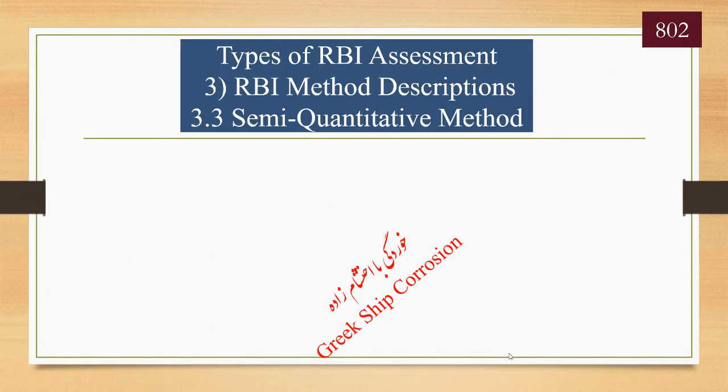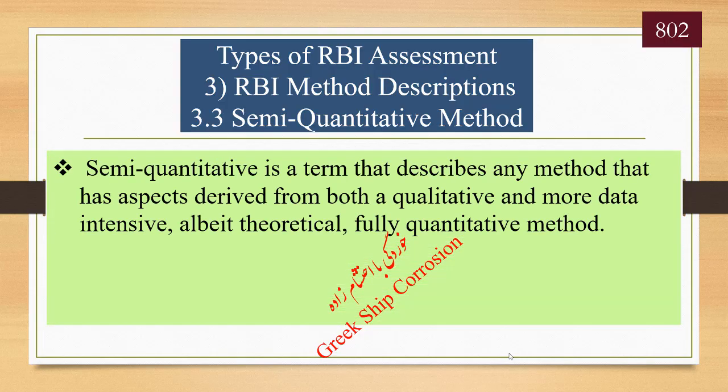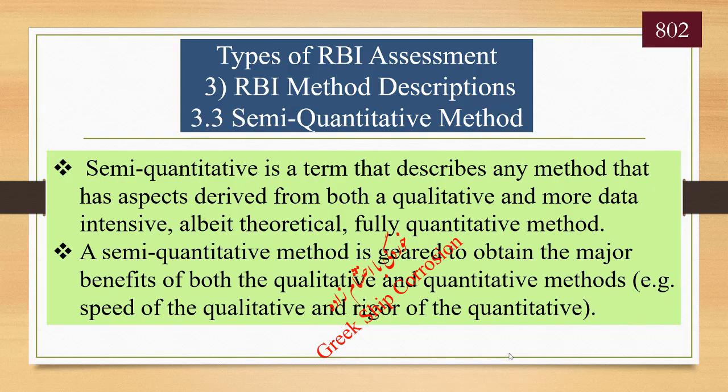3.3 Semi-quantitative method. Semi-quantitative is a term that describes any method that has aspects derived from both a qualitative and more data-intensive, albeit theoretical, fully quantitative method. A semi-quantitative method is geared to obtain the measured benefits of both the qualitative and quantitative methods, for example, speed of the qualitative and rigor of the quantitative.